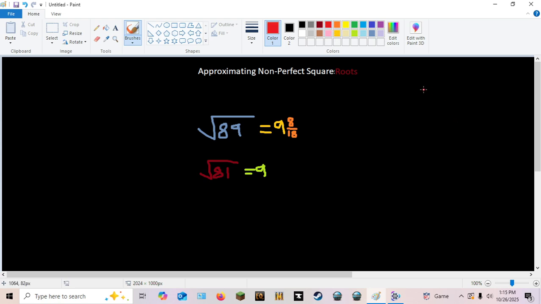Now if you want to reduce that 8 over 18 fraction, if we divide both by 4, 4 times 3 is 12, 4 times 4 is 16, so that's too much. So we're going to divide both by 2, to get it in the simplest form. 8 divided by 2 is 4, and 18 divided by 2 is 9. 4 ninths.